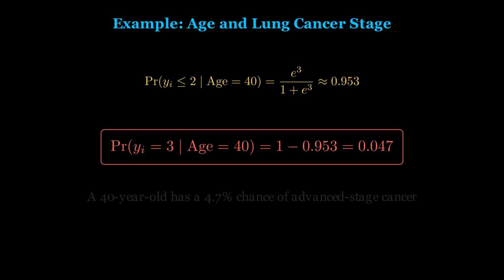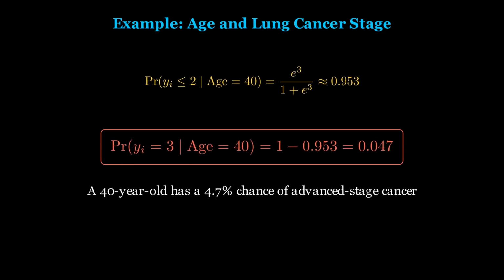And because the cumulative probabilities have to reach 1 at the top category, we can back out the last one by subtraction. 100% minus 95.3% leaves 4.7%. So a 40-year-old has a 4.7% chance of being in the advanced stage cancer category.